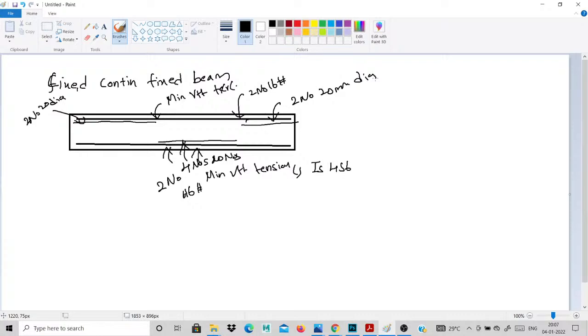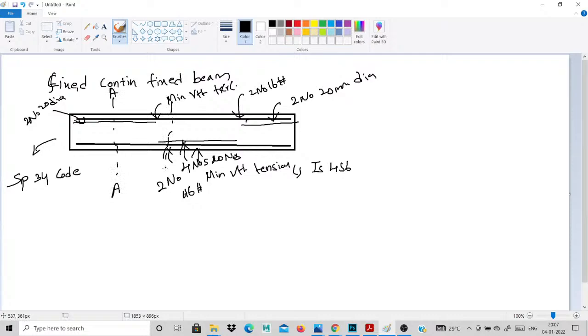Based on your moment, the curtailment bars are provided: two numbers on the top at the two ends and four numbers on the bottom. For the curtailment distance, you refer to the SP 34 code book. You cut this section. This is the A section for this end.